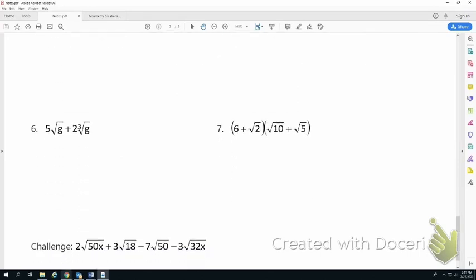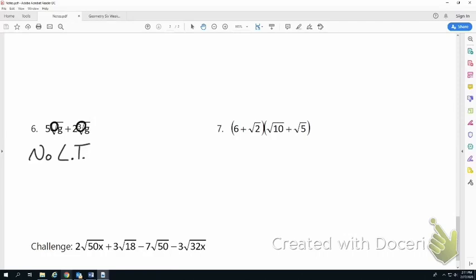So on number 6, Aiden, what's the first thing I'm going to do? Why not? Because it's not going to do anything because it's really weird. There's no like terms. Why is there no like terms? Because one square and one's cube. One square root, one is cube root.